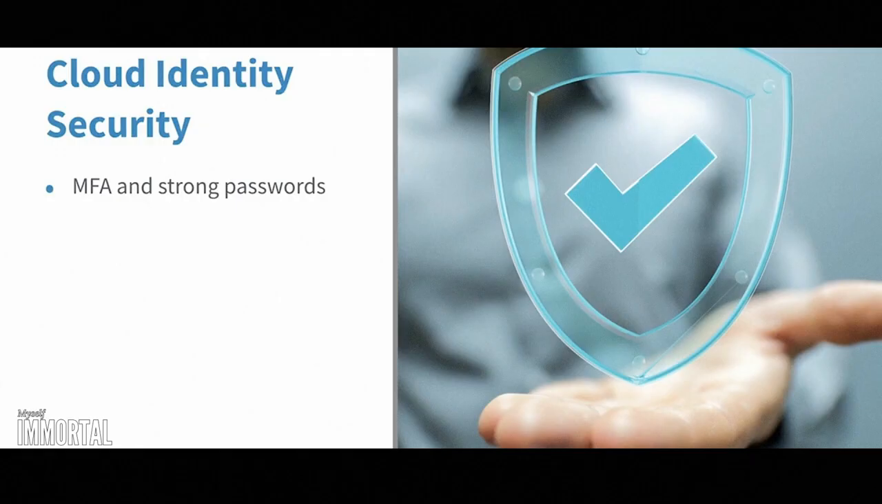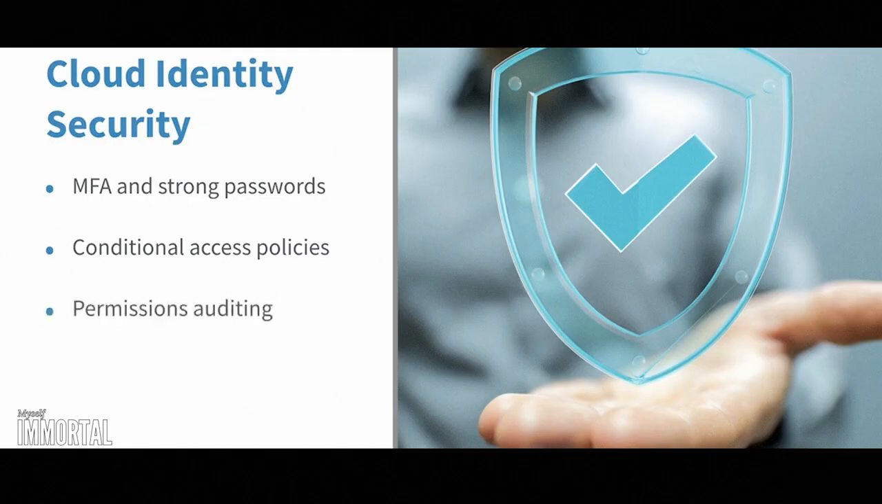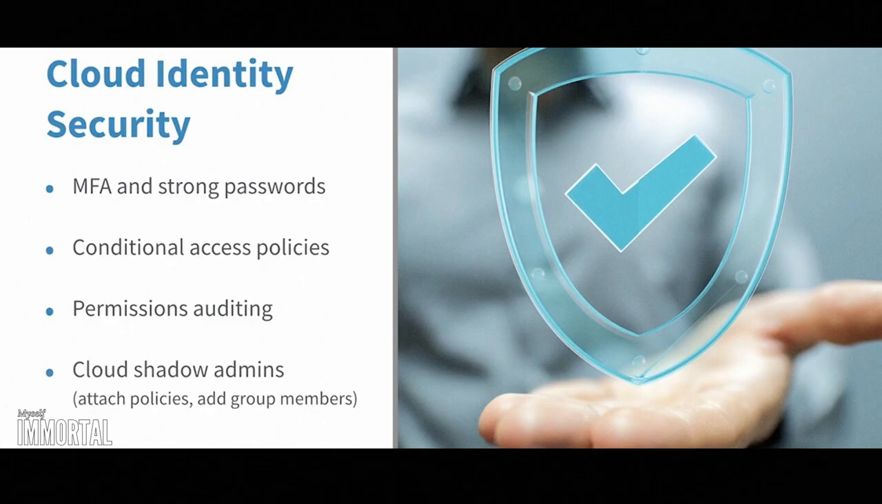Okay, so with cloud identity security then, we have to think about using MFA and strong passwords to secure accounts. We can even use things like conditional access policies in the Microsoft Azure cloud, where many conditions must be met before a user is authenticated and can access things like cloud-based apps. We should have periodic permissions auditing so that we can identify any anomalies, such as if there was a security breach and a malicious account was created, or perhaps a role was granted to an account that shouldn't have been done. We can also identify things like Cloud Shadow admins. Cloud Shadow admins, again, are just extra accounts that have elevated privileges that might have been created by an attacker that gained access to the system.